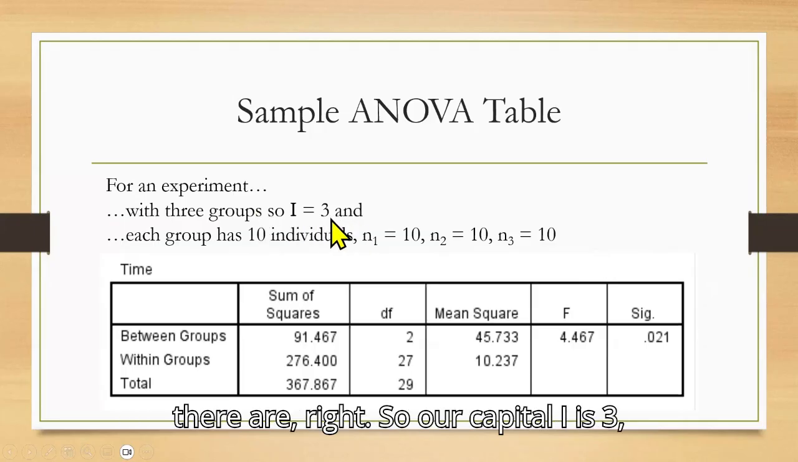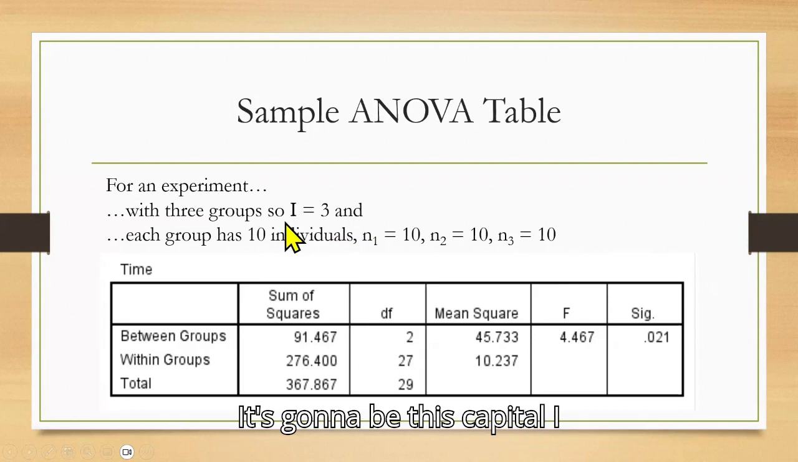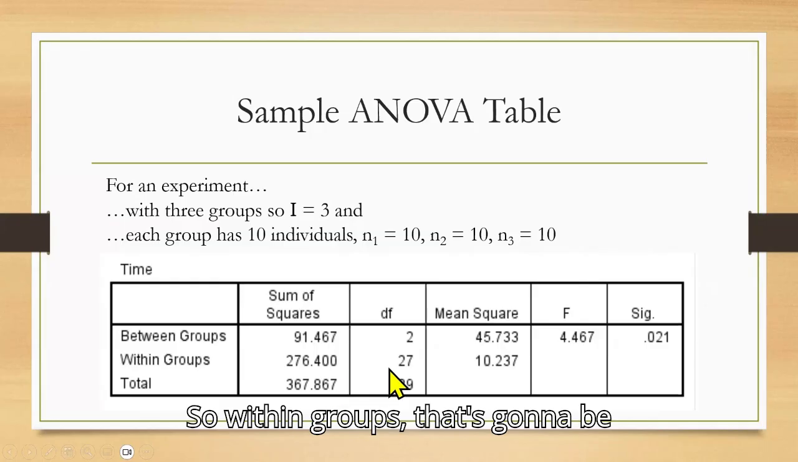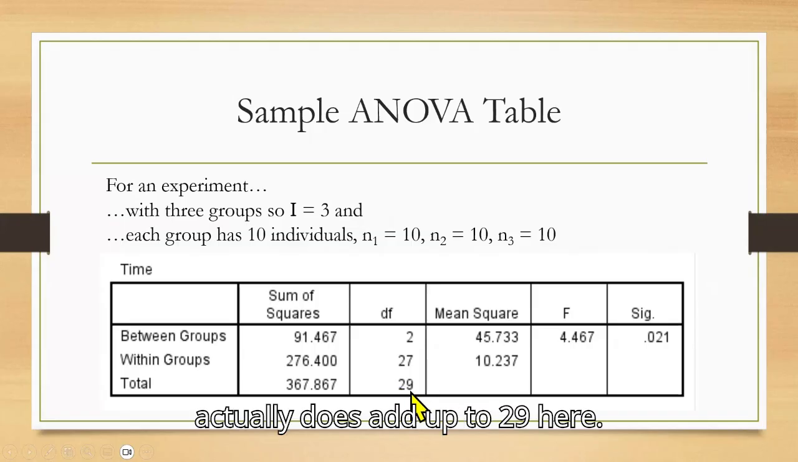All right, so our capital I is 3. Our degrees of freedom between groups is going to be this capital I minus 1. So within groups, that's going to be capital N minus I. So we're going to have 30 minus 3, and that gives us 27. And the degrees of freedom total is going to be capital N minus 1. All right, so 30 minus 1 is 29. And you can see that 27 plus 2 actually does add up to 29 here.